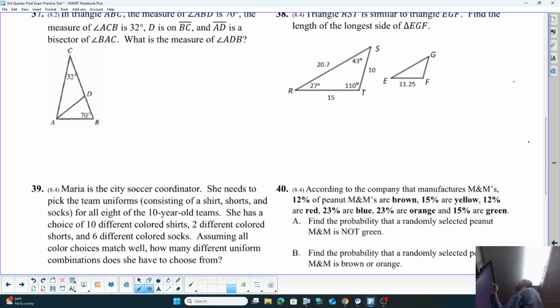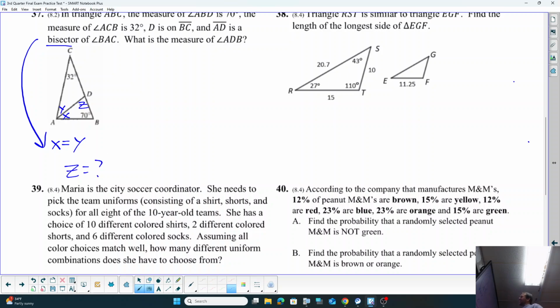Oh, a bisector. What does a bisector mean? So D is on BC and AD is a bisector. I think bisector cuts it in half. Usually it's pretty equal. So that means that these two angles, we'll say X and Y, are equal to each other. And then we want to figure out, call it Z. We want to figure out what Z is.